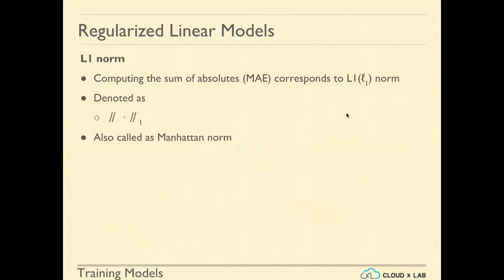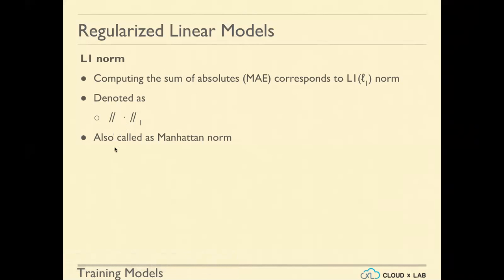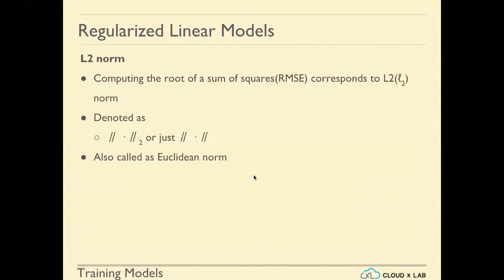values corresponds to the L1 norm. It is always denoted by vertical lines, and it's also called the Manhattan norm. While the L2 norm is basically the root mean square error. We compute the root of the sum of squares and divide by the total number, or even if you don't divide, it's the mean square error. That's called the L2 norm.